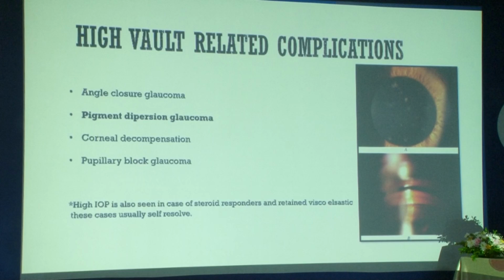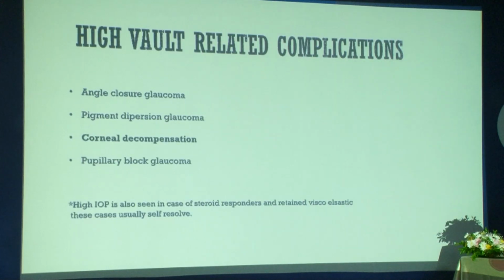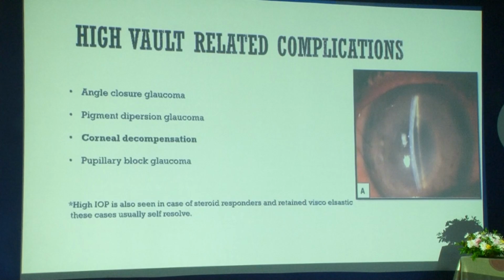Pigment dispersion, again, happens because of high vault. The lens keeps rubbing against the iris. In people who are susceptible to it, there's a lot of pigment dispersion. It can get deposited on the lens, causing difficulty in visual quality. It can go to the trabecular meshwork and cause pigmentary glaucoma as well. Corneal decompensation is one of the very dreaded complications, and again, it's all very self-evident.